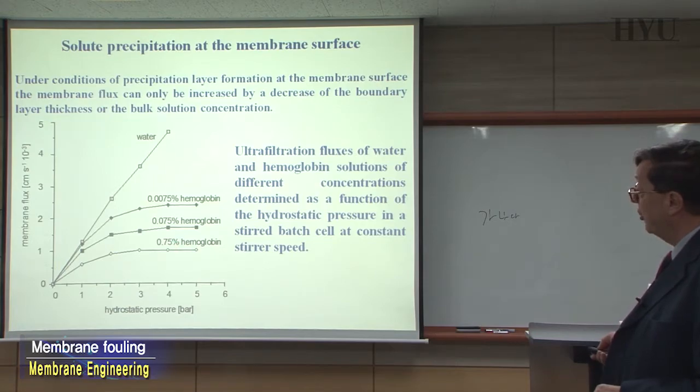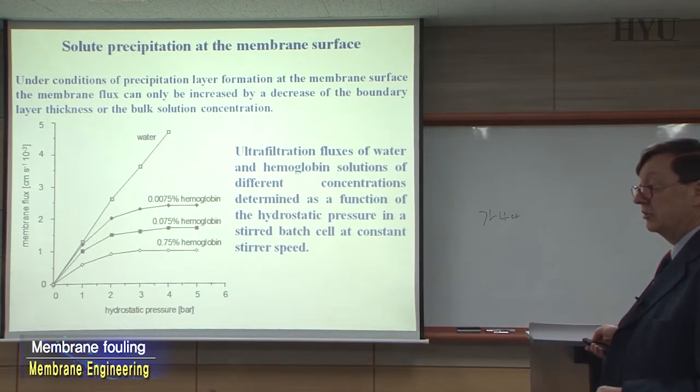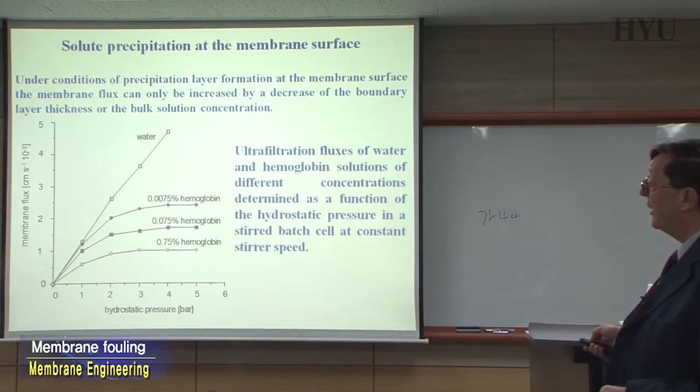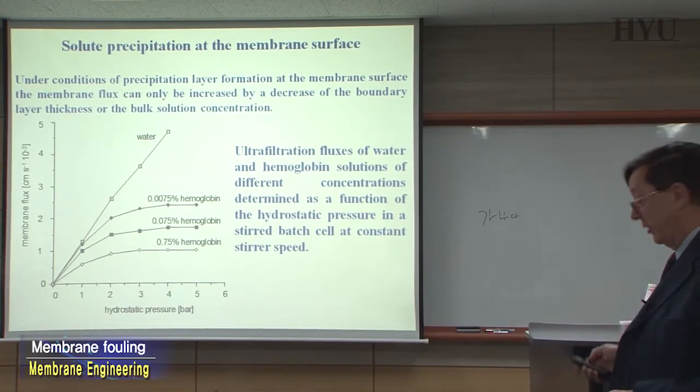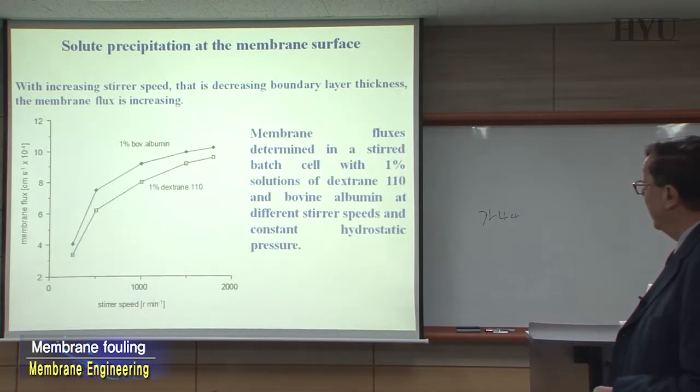And that is a function of the concentration of the solutes. Here the hemoglobin was 0.75, 75 10 to the minus 2, 75 10 to the minus 3, and as you decrease the concentration, this situation appears at a much higher transmembrane flux than when you have two orders of magnitude higher.